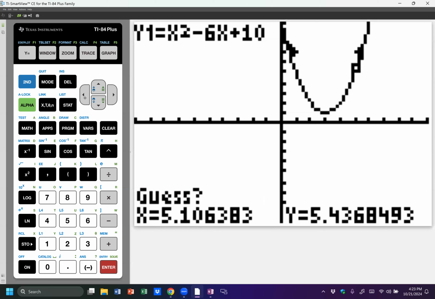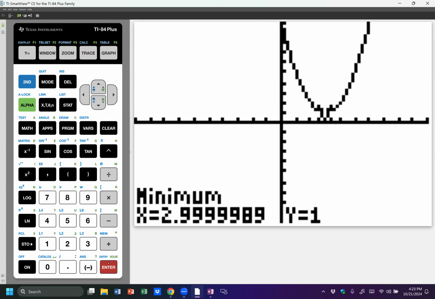Then I'm going to make the cursor be as close to my vertex as I can get it, really close to the bottom of that vertex. It's saying guess where the vertex is, so it wants you to get really close to it. Once you're close, hit enter, and it will give you the minimum. If it's 2.9999999 like this, we're going to just round that to 3, and then our y value is going to be 1. So our x is 3, y is 1. That is our vertex. The first number is 3, the second number is 1.